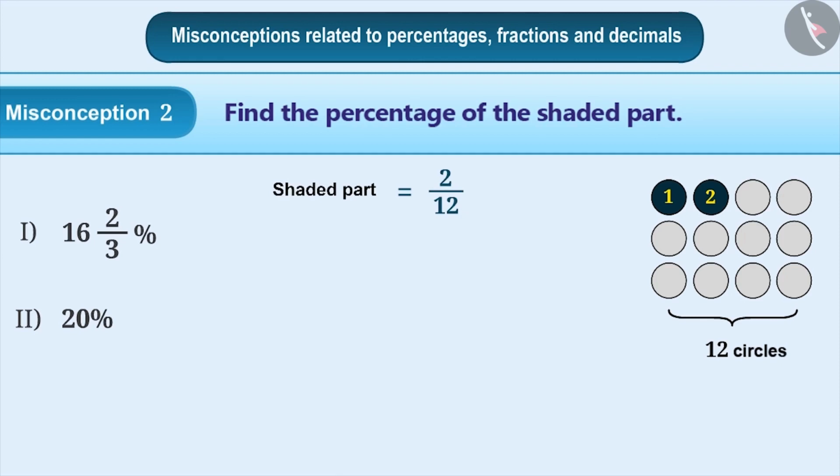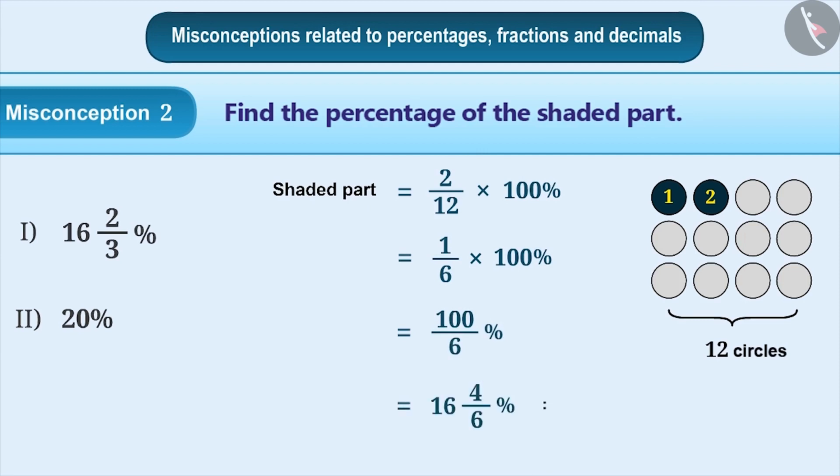To express this fraction in percentage, we will multiply 2 by 12 with 100%. 2 by 12 into 100% is equal to 1 by 6 into 100%, which is equal to 100 by 6%, which is equal to 16 4 by 6%, or 16 2 by 3%. Therefore, the correct answer is option 1.